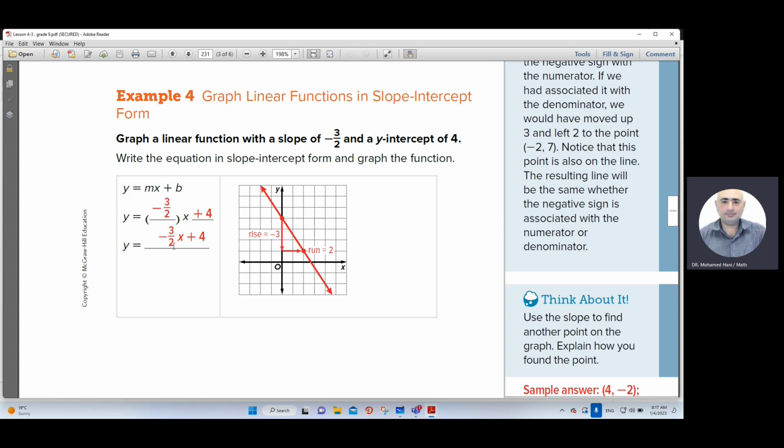And what's the meaning of 2? 2 means go right 2 units. 1, 2. So the second point will be here. Then match between the 2 points and you will get the linear. Okay? So I want from all of you to write this question, please, and the graph.